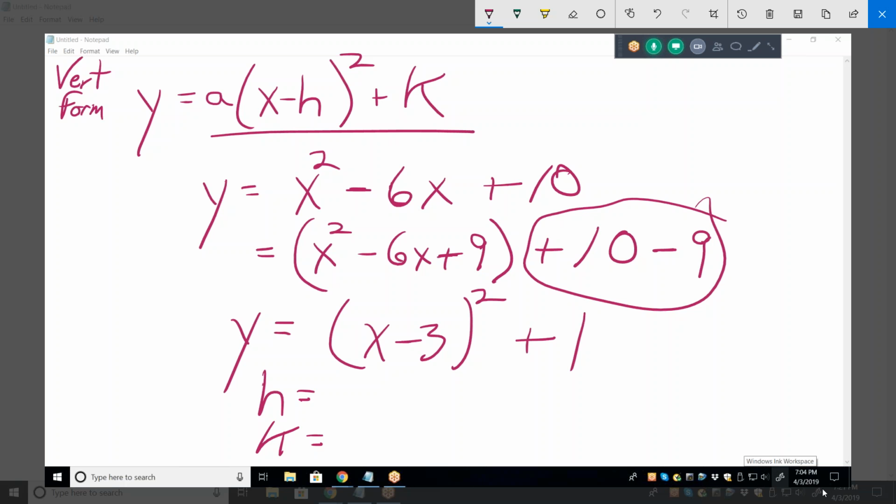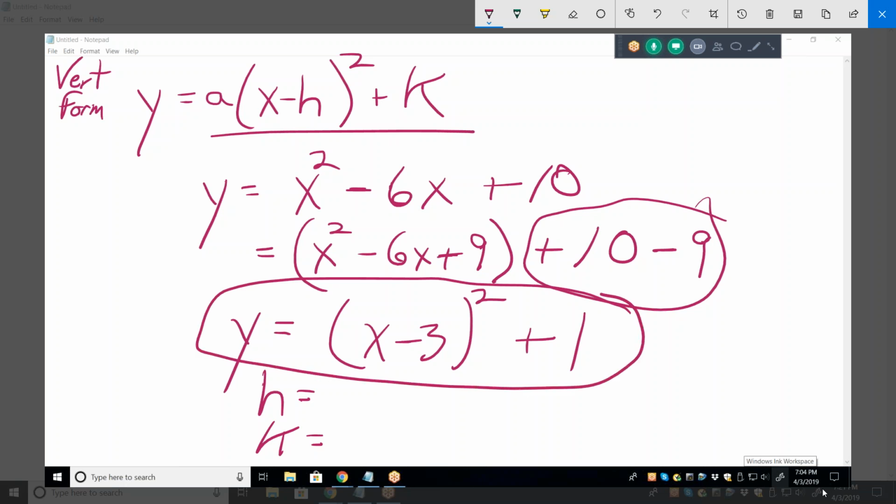And that being the case, what is h? H? Based on this. Well, how do I know what X is, though? You don't. I didn't ask you about X. I only want to know what H is. Right, but... It's positive 3. Okay. It's not negative 3. It's positive 3. And what's K? K would be positive 1.